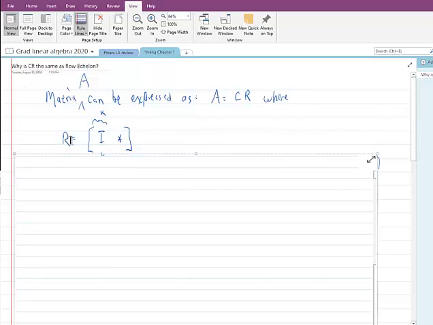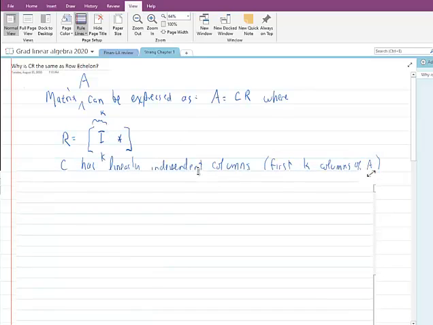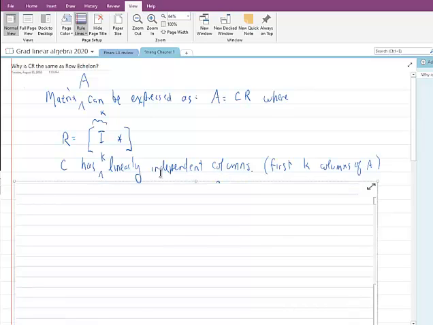R has the form of some identity matrix with a star here, and there are k of these. The I is a k by k identity matrix. And we also have, C has k linearly independent columns. These are in fact the first k columns of A.